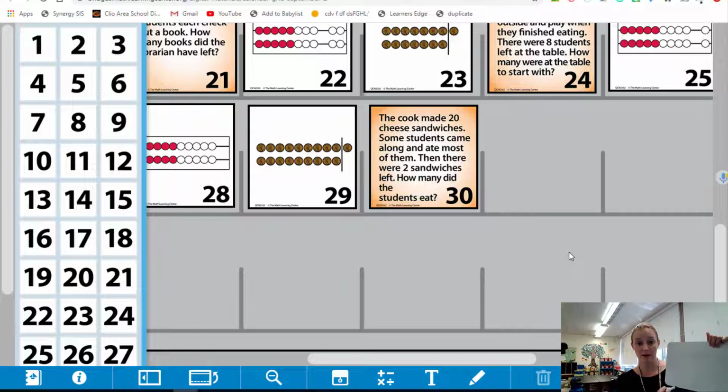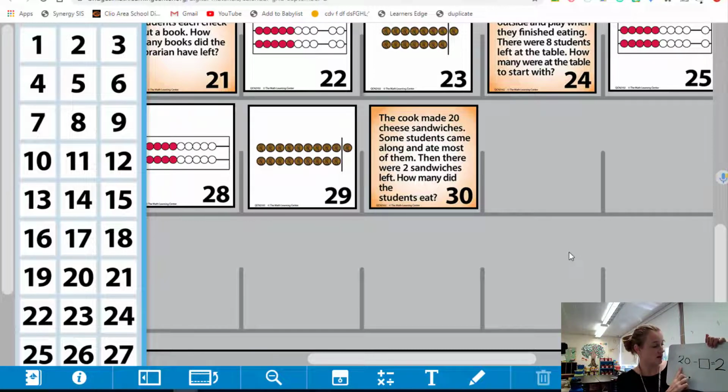Okay, so I'm going to use my whiteboard this time. And it says the cook made 20 cheese sandwiches. And some students came along and ate most of them. Well, we don't know how many students ate the sandwiches, so that's our question mark. That's what we don't know. But then our problem still says, then there were 2 sandwiches left.